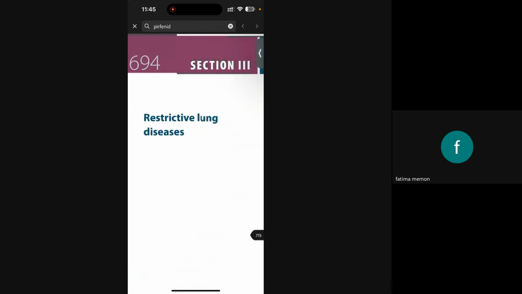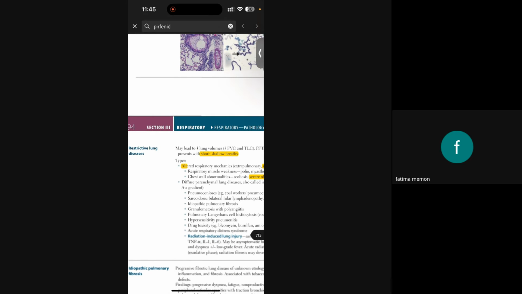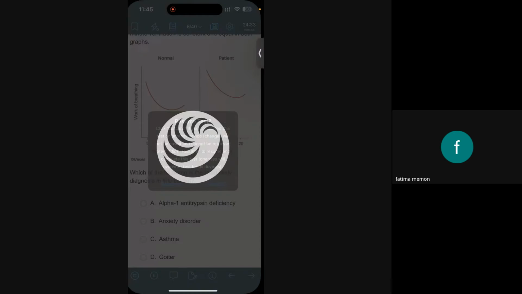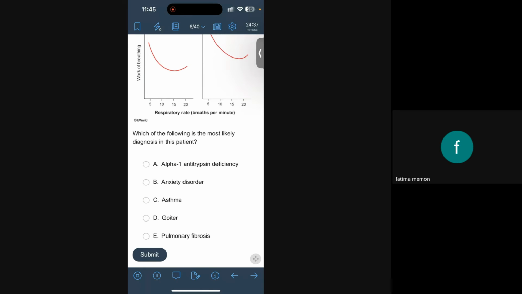Let's see what it is. Restrictive lung diseases present with short and shallow breaths. Why? Because with short and shallow breaths, they will have a higher respiratory rate, and at a higher respiratory rate their work of breathing will be minimum. Now tell me which one is a restrictive lung disease. Pulmonary fibrosis, yes.